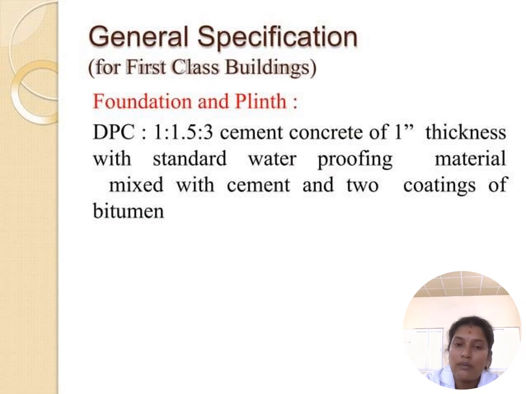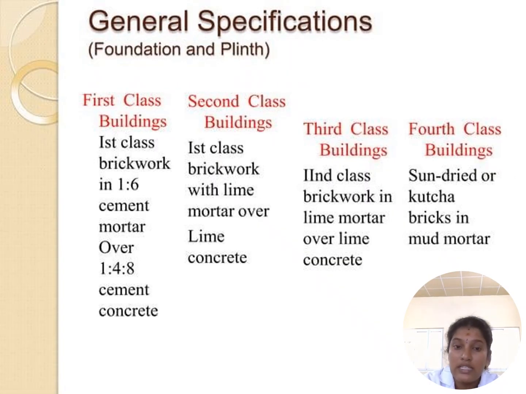If we are taking one particular item of work, here it is foundation and plinth level. Here the DPC we are using has the ratio 1 is to 1.5 is to 3. Cement concrete, we are going to adopt 1 inch thickness with standard waterproofing material. So for that, what is the variation for each and every class of building? If you are choosing the foundation work, what are the classifications that come under the first class, second class, third class and fourth class? We will see one by one.